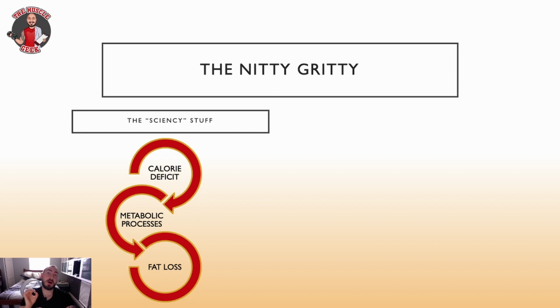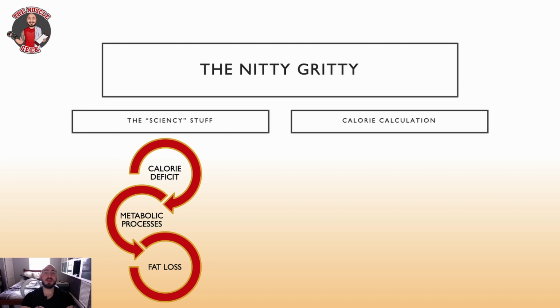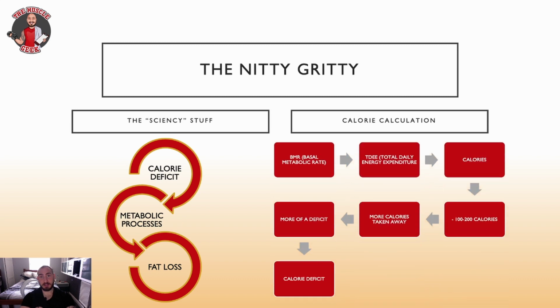So here's what happens. First of all, we enter a calorie deficit, which is classed as burning more calories than you're putting in. Then the metabolic processes within the body happen regarding body fat storage, which then lead to fat loss. The next one, and probably one of the most important aspects regarding fat loss, is calorie calculation. This is how it's done.